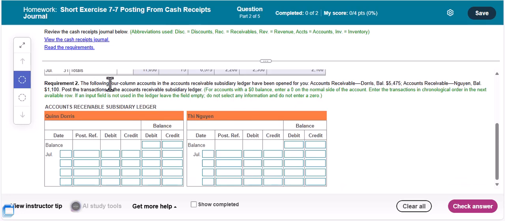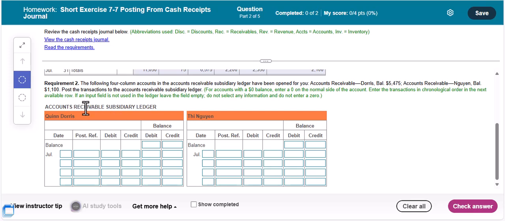The following four-column accounts in the accounts receivable subledger have been opened for you. Accounts receivable, Doris, balance of 5475. Accounts receivable, Nguyen, balance of 1100. Post the transactions to the accounts receivable subledger. For accounts with a $0 balance, enter a 0 on the normal side of the account. Enter the transactions in chronological order in the next available row. If an input field is not used in the ledger, leave the field empty. Do not select any information and do not enter a 0.